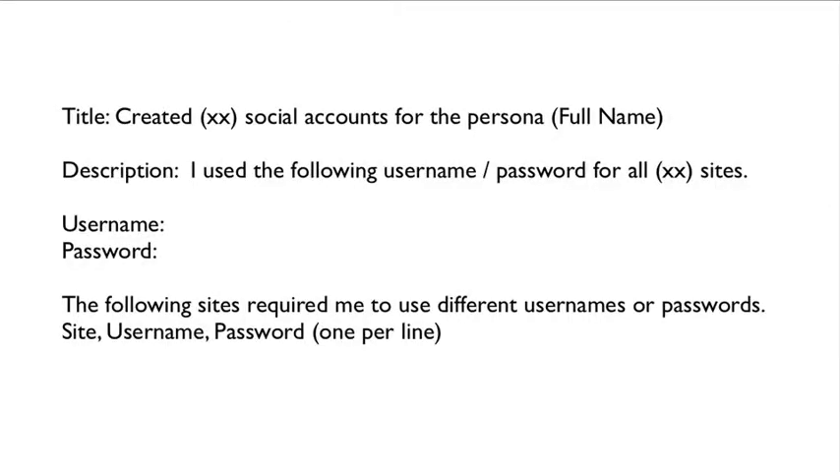The report should be as follows. The title should say, created X number of social accounts for the persona, and then enter the full name. For description, I use the following username and password for this many sites. Username, password. The following sites require me to use different usernames or passwords. For those sites that you couldn't use the same username password, put the site, the username, and password one per line.